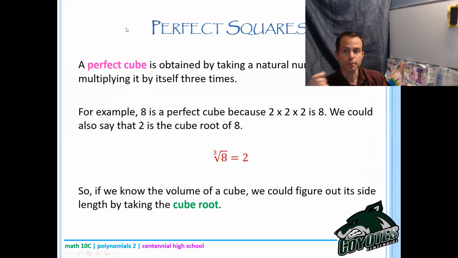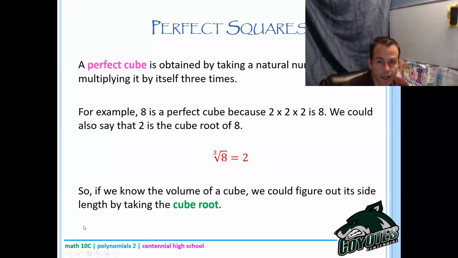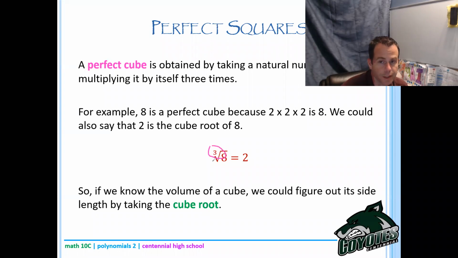A perfect cube is obtained by taking a natural number and multiplying it by itself 3 times. For example, 8 is a perfect cube because 2 by 2 by 2 is 8. We could also say that 2 is the cube root of 8. So the cube root of 8 is 2. Now I want you to notice, based on the last one, now there's this little 3 there. You have to make sure if we're talking about a cube root that that 3 is in there. That's called a root index, and I'll get you to write that down in a second. So if we know the volume of a cube, we could figure out its side length by taking the cube root.